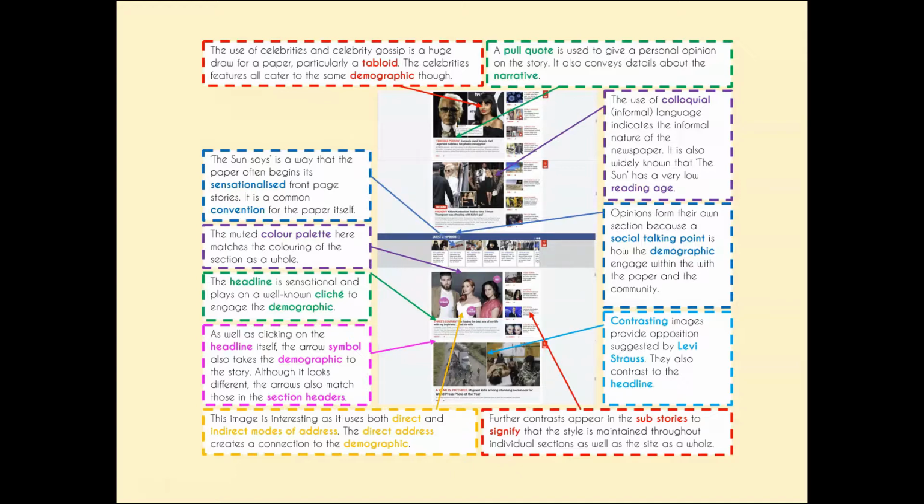Now, the Sun Says is a way of the paper sort of sensationalising its front page stories, but it's also common for the paper itself, and it's a way of them putting across their opinion and bias without necessarily getting into trouble with IPSO. Intertextuality is used in this story as it references a well-known musical, and we have play on words because of that.